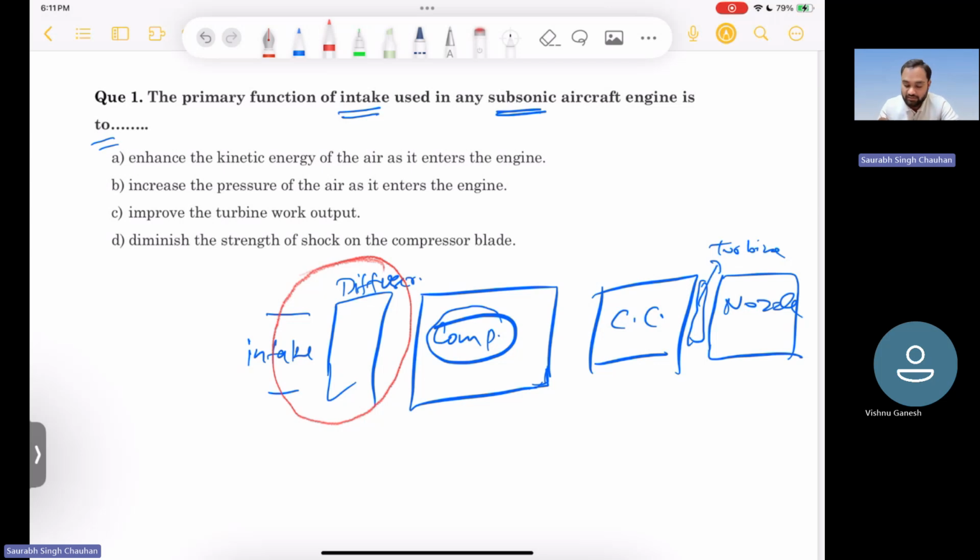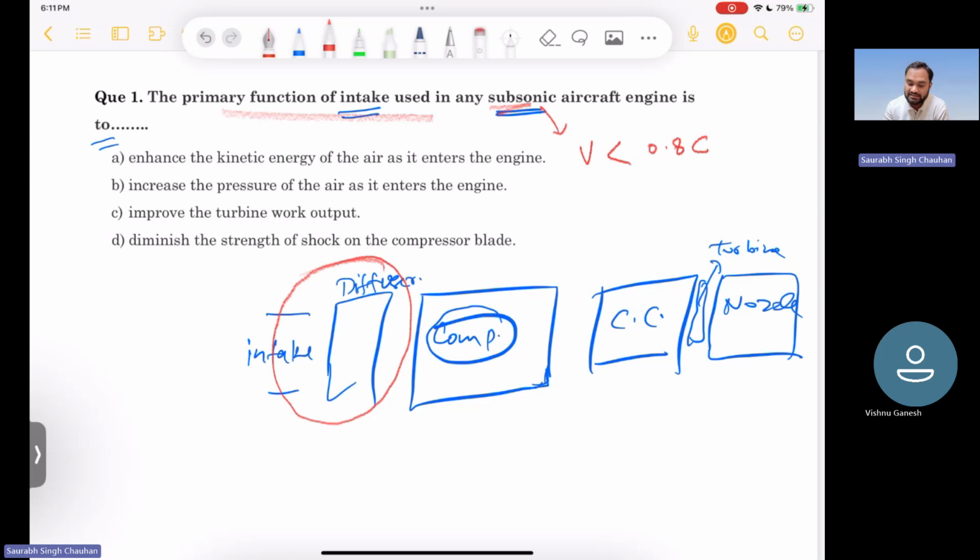So it is asking about the diffuser used in any subsonic engine. Subsonic means the velocities are less than Mach number 1, not near Mach number 1. The velocities will be less than 0.8 c, something in that range. When the velocities are comparable with the speed of sound, compressible effects also come into the picture. But here it is subsonic, so the velocities are less than 0.8 Mach. It is asking about the function of the intake.